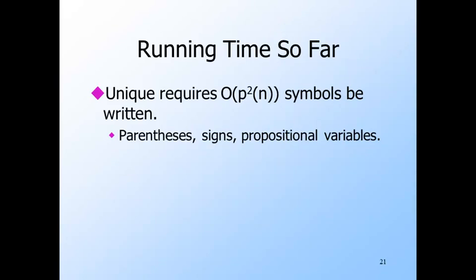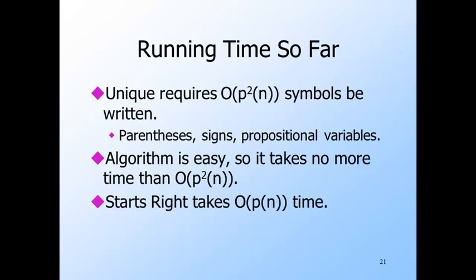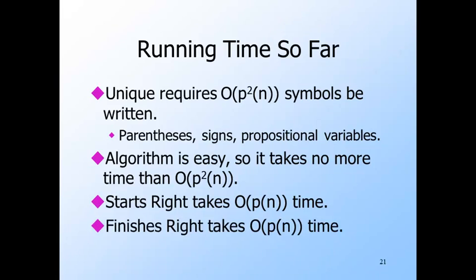And that expression involves two parentheses, three logical operators, and two propositional variables, only a constant number of things. But let me remind you again that the real issue is not how long the expression is, but how long it takes to write it. The expression is simple, and it is simple to write by looping on i and j, thus taking time proportional to its length. Starts right is the AND of p of n propositional variables, and again the pattern is simple, so we can write this expression in order p of n time. The same holds for finishes right. There are p of n propositional variables, and we need to output those variables connected by ORs.